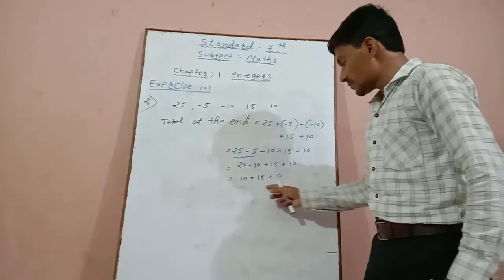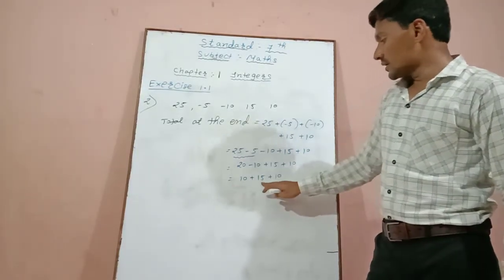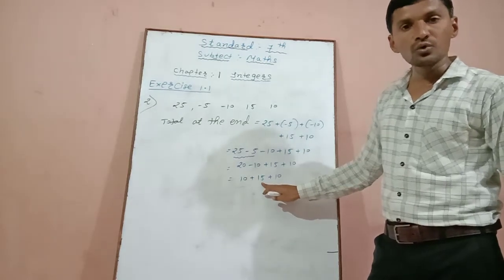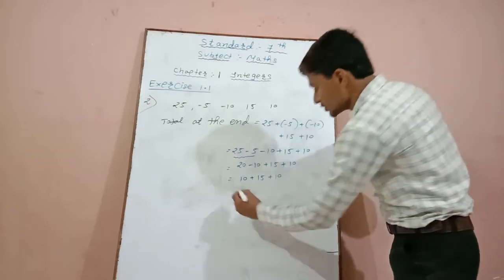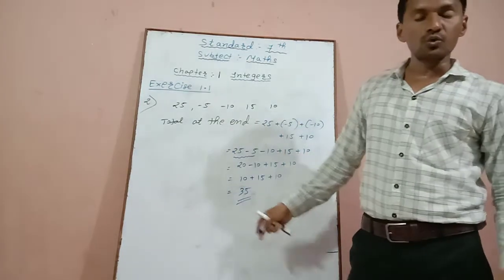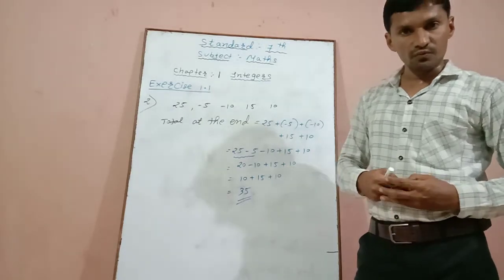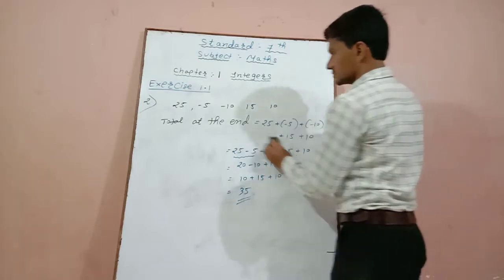Now all three numbers are positive, so we can add directly. 10 plus 15 is equal to 25. 25 plus 10 is equal to 35. So the answer of question number 2 is 35. Now question number 3.